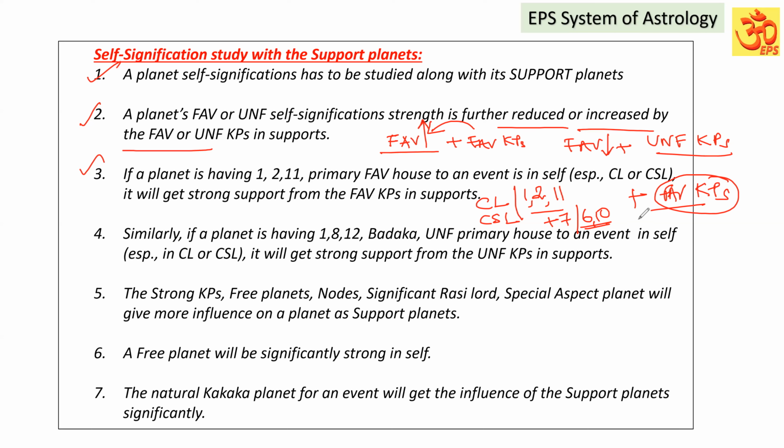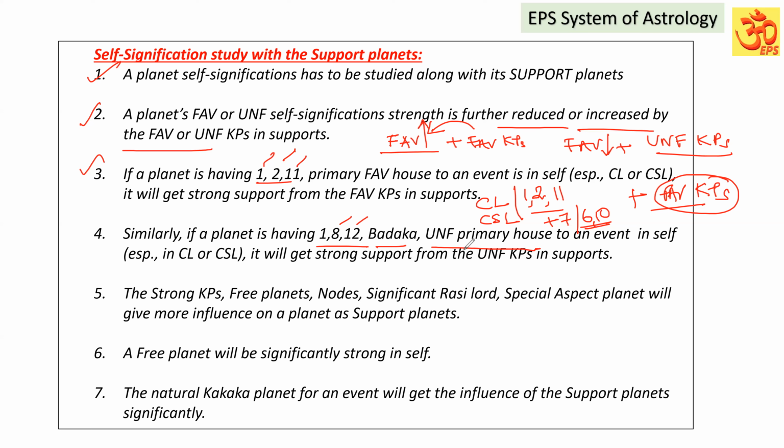Similarly, on the unfavorable side, Lagna is common for both favorable and unfavorable. Lagna is going to experience both favorable and unfavorable impact from the support planets. Lagna, 8th house and 12th house. We are talking about 2 and 11 on the favorable side, 8 and 12 on the unfavorable side. And apart from that, Badhaga Lord and unfavorable primary house to an event.